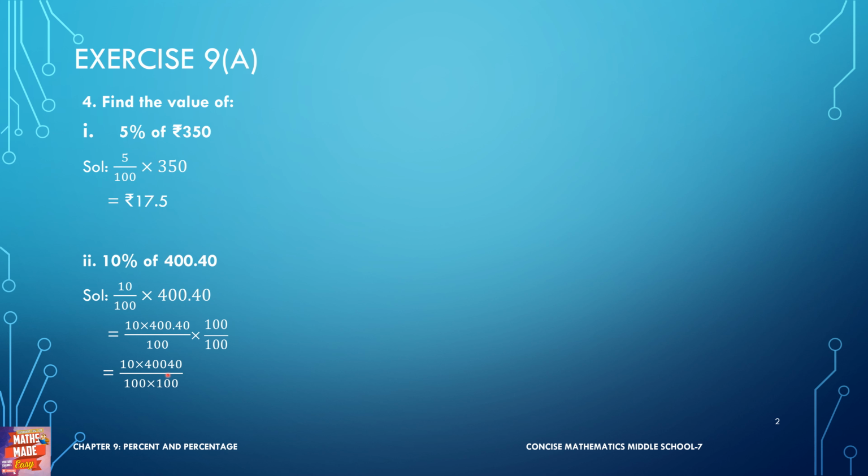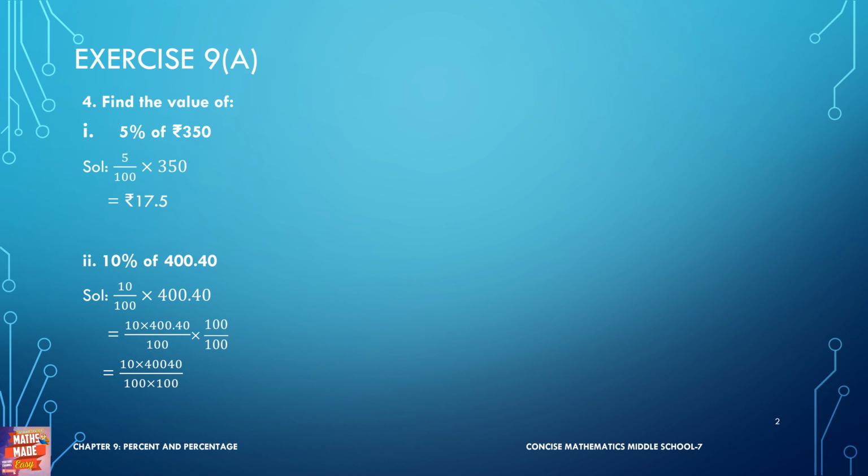So 40040 you will get when you multiply with this. I already explained this in a decimal fraction. If you missed it, you can go to the playlist and check those chapters. 100 into 100. Right? Now you can do the cancellation. I will do cancellation for this.